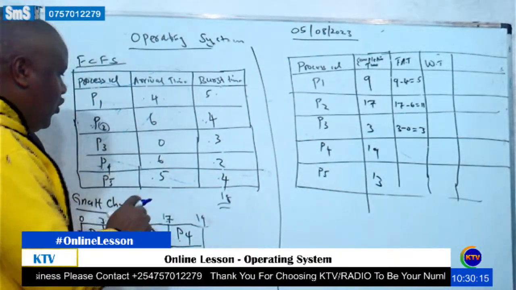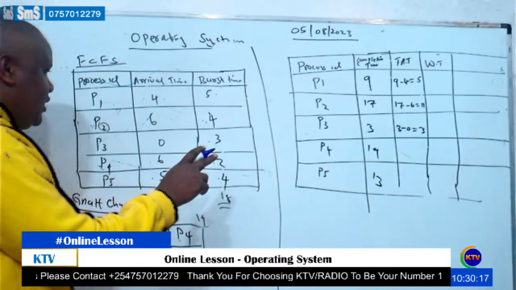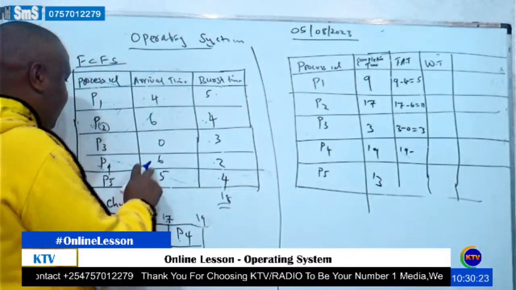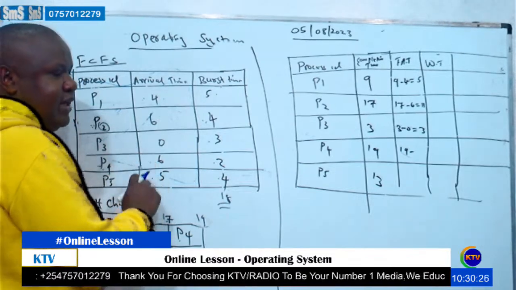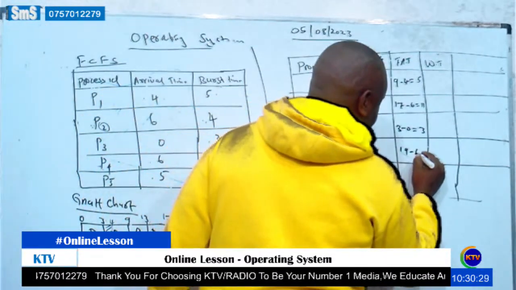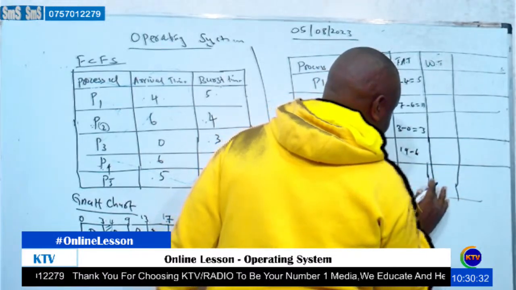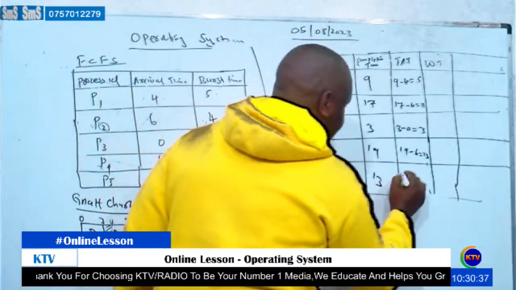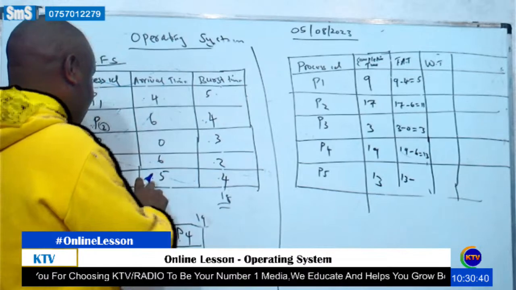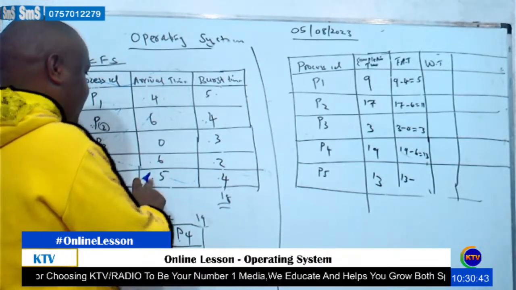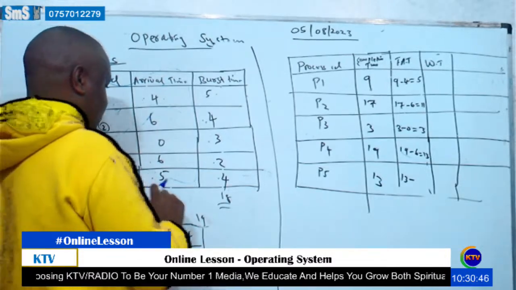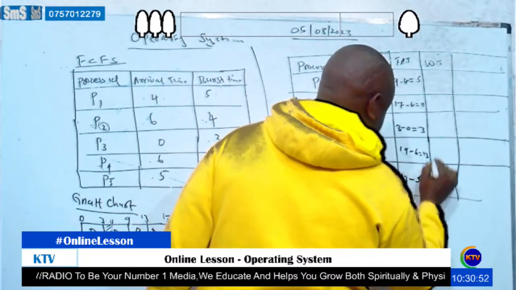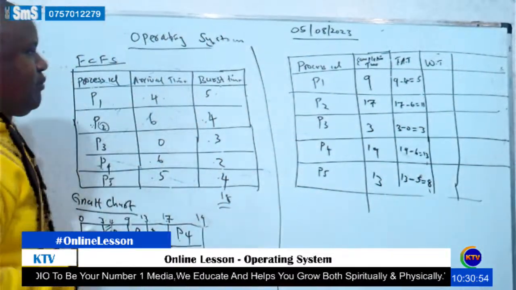Then process 4, the completion time is 19, minus the arrival time for process 4, which is 6. 19 minus 6 is 13. Then process 5: 13 minus the arrival time for process 5, which is 5. 13 minus 5 equals 8.